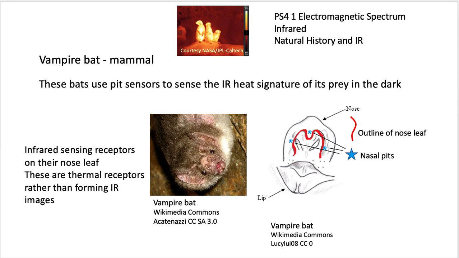Vampire bat: these have pit sensors in the same way as the snakes that we saw, where they can sense the infrared heat signature of their prey in the dark. And so you see their nose, the nose leaf, and inside, nasal pits with thermal receptors. So they're detecting the heat rather than looking at images.